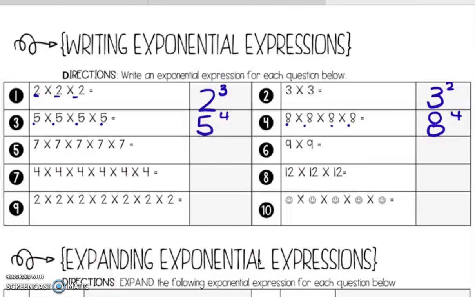Okay. Number 5, we have 7 times 7 times 7 times 7 times 7. 7 is our base, and we're multiplying it 1, 2, 3, 4, 5 times, so 5 is our exponent, 7 to the 5th power.